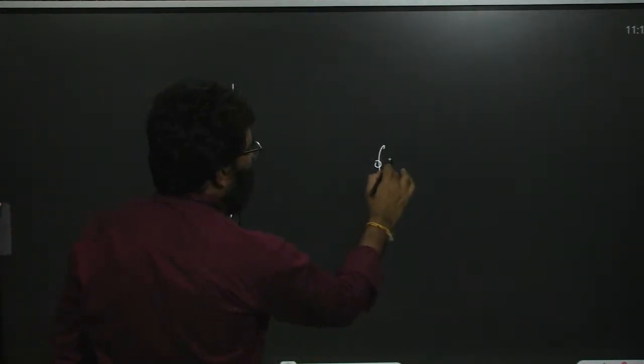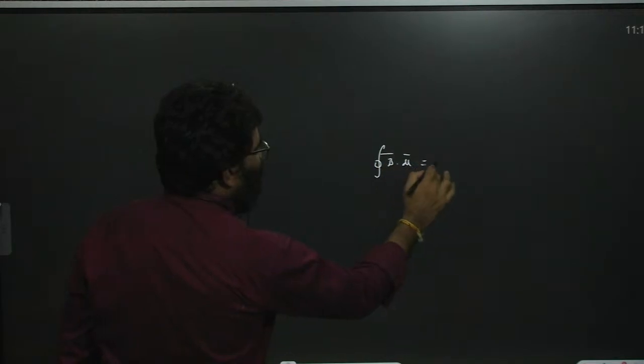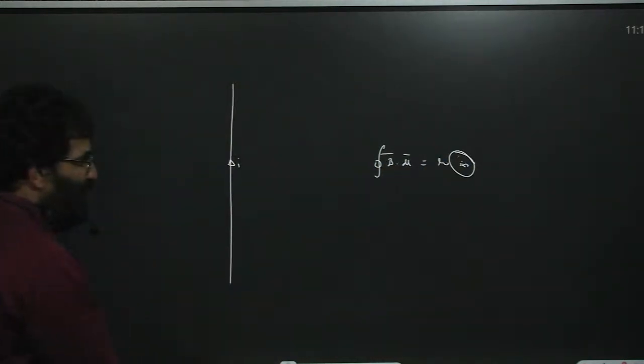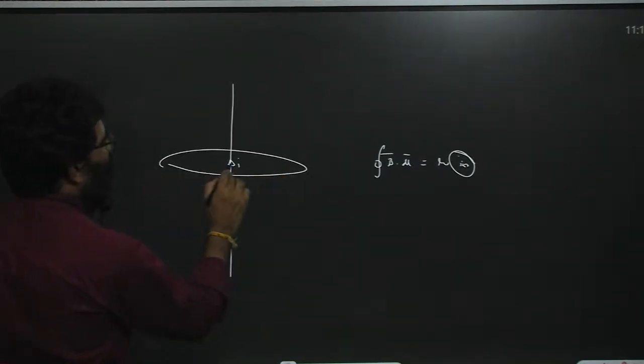Now, Ampere's law is very important. Whenever we have highly symmetrical bodies with current carrying along this direction, Ampere's law is the closed integral of B bar dot dl bar equal to mu naught into I enclosed. So whenever current is flowing along this direction, you take one Amperian loop of radius r.